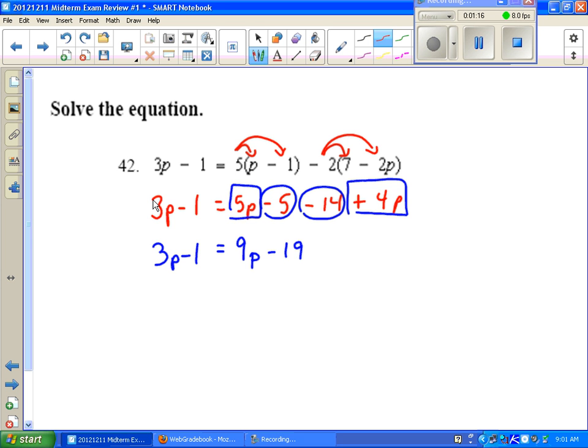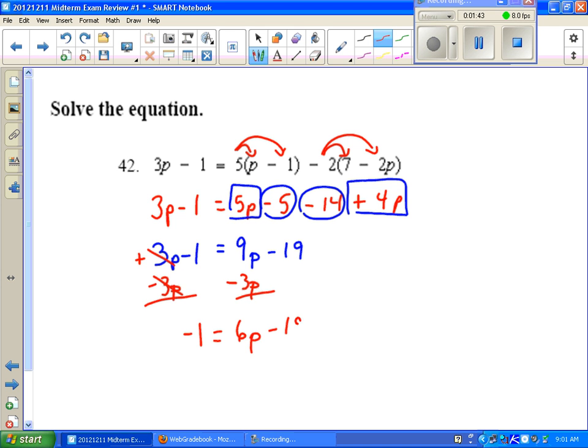You want to move your smaller variable over to your larger one. So 3p is smaller than 9p. That's a positive 3p. We want to bring it on over. So in order to do that, we want to undo plus 3p. So subtract 3p. You subtract it on the left, you have to subtract it on the right to keep it balanced. These will cancel each other out. Don't forget the negative that goes with the 1 equals 9p minus 3p is 6p.